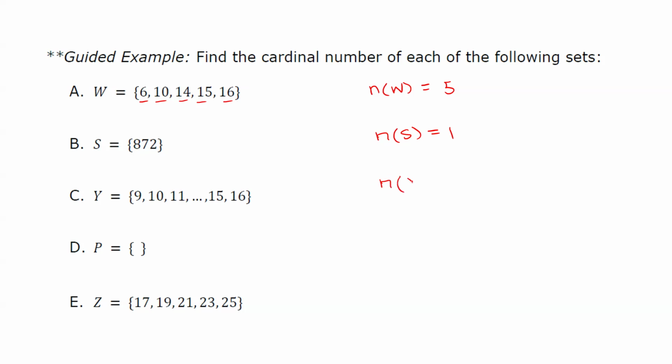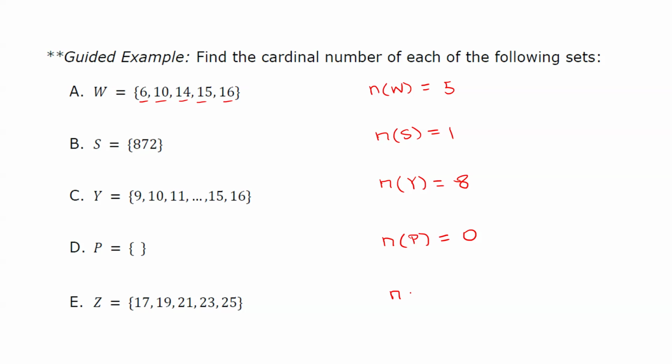C, the cardinal number for Y would be all of the elements contained within this set. We see that the numbers are increasing by 1: 9, 10, 11, then 15, 16. So we want to know how many elements are between 9 and 16. 9, 10, 11, 12, 13, 14, 15, 16, and that would be 8. For D, we want the cardinal number for P. P equals the empty set, and there are no elements within the empty set, so this would be 0.